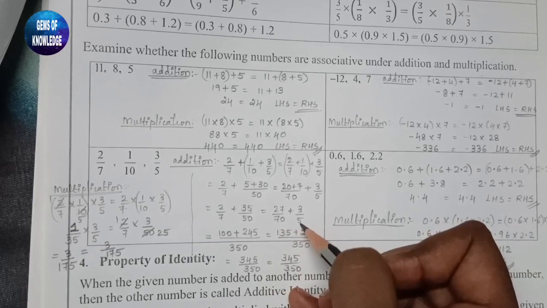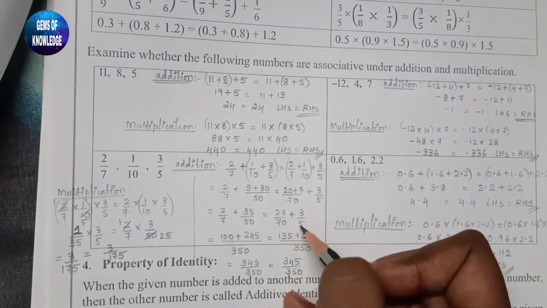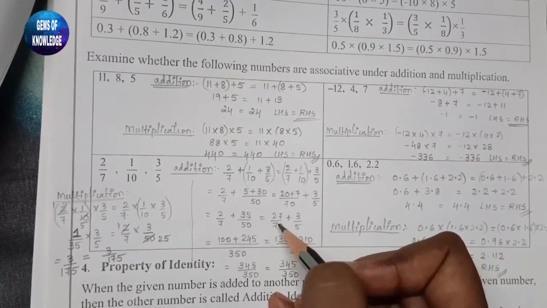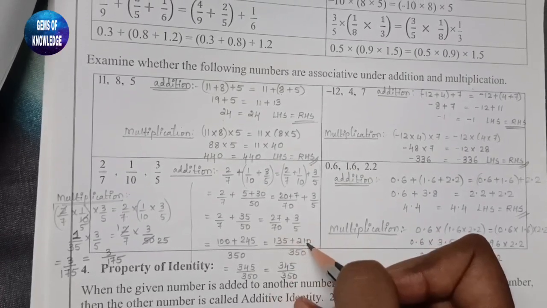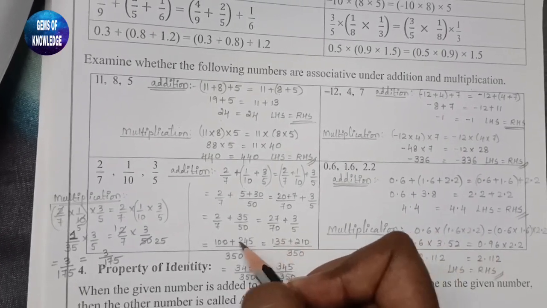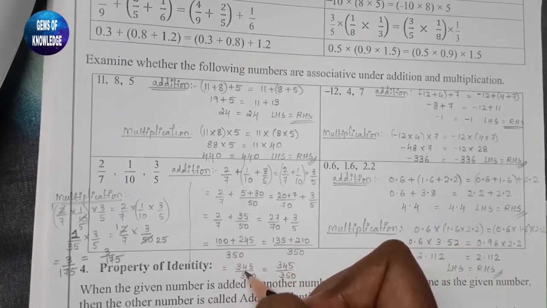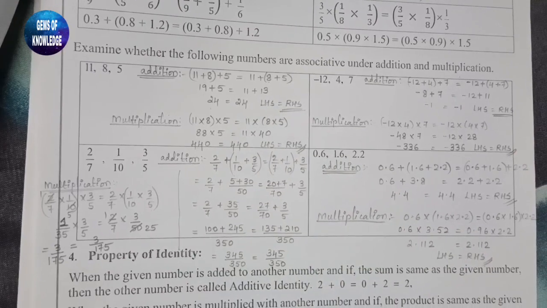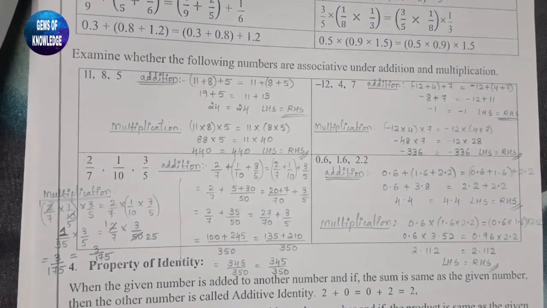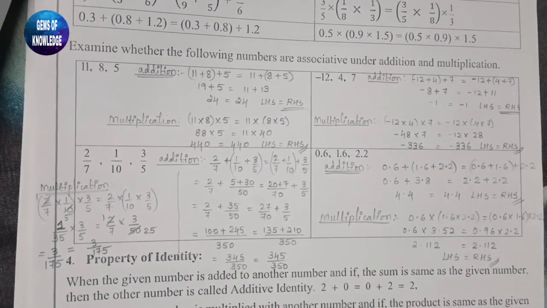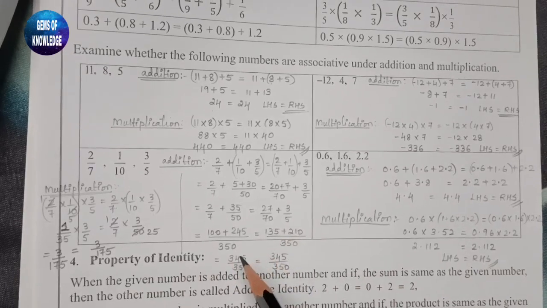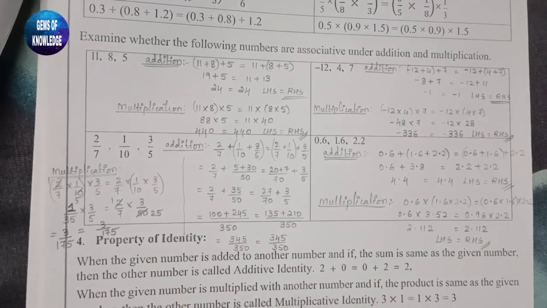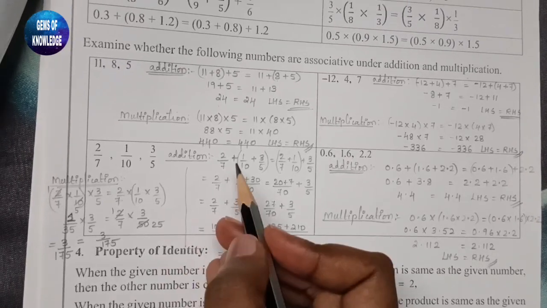Similarly 70 into 5 will be 350, and here again the cross multiplication, 27 into 5 we are getting 135 and 70 into 3 we are getting 210. After adding we are getting both the things, that is LHS is equals to RHS, that is both we are getting as 345 divided by 350 is equals to 345 divided by 350. So if you want you can cancel this again and you can simplify it, or else this will be the correct answer. This is addition.